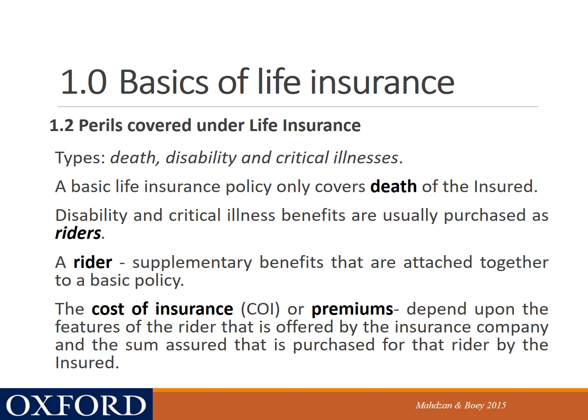Okay, next we will examine what are the perils covered under life insurance. Basically, there are 3 types of perils covered under a life insurance policy. The first one is death, second one is disability, and the third one is critical illnesses. Usually, a basic life insurance policy only covers death of the insured. So generally, a basic plain policy only covers death, whereas disability and critical illness benefits are usually purchased as riders.